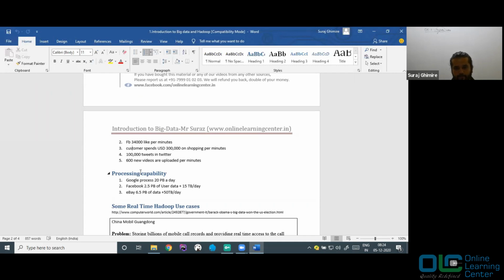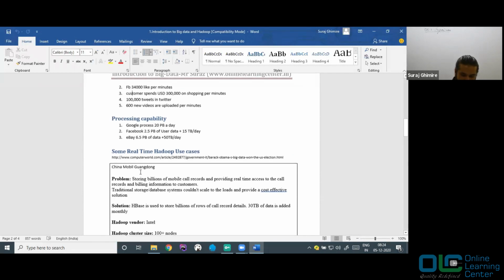Every minute on Facebook you have 34,000 likes. Now think about the whole day, right? So the data will definitely become big. Similarly, if you talk about processing capability, it is reported that Google processes almost 20 petabytes of data a day.